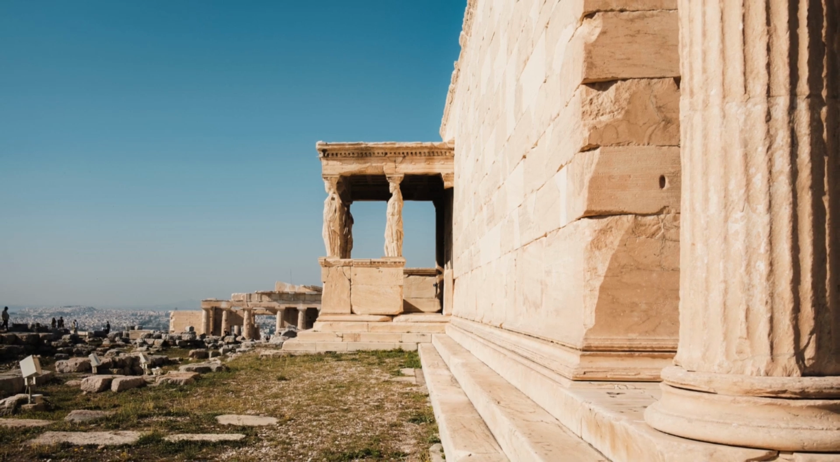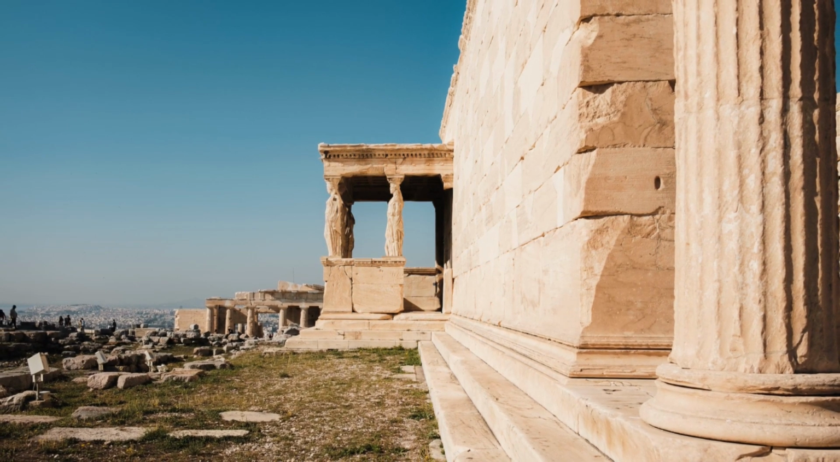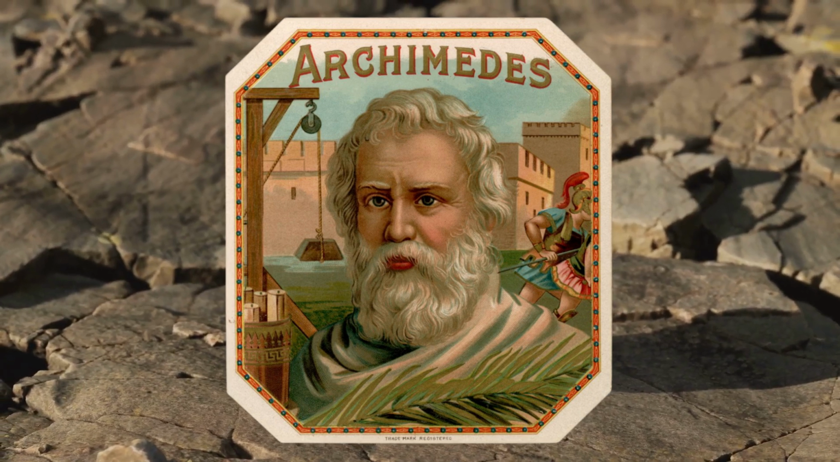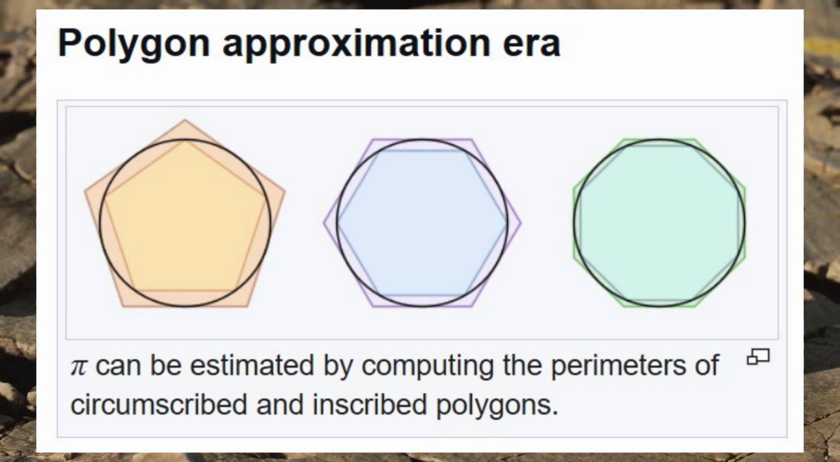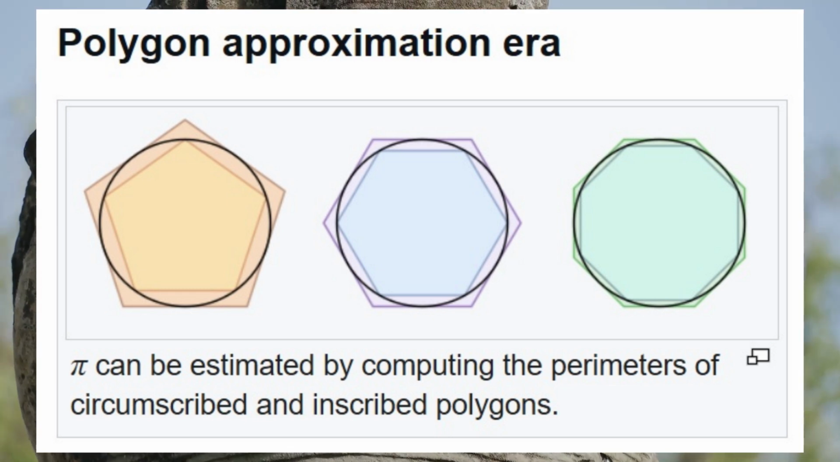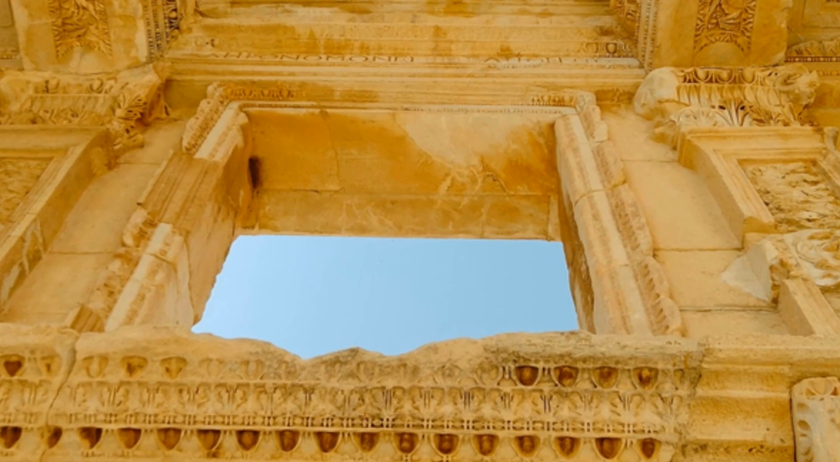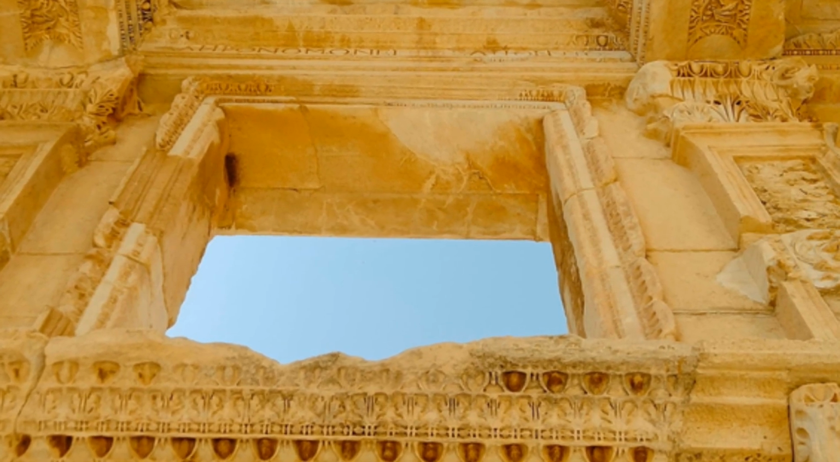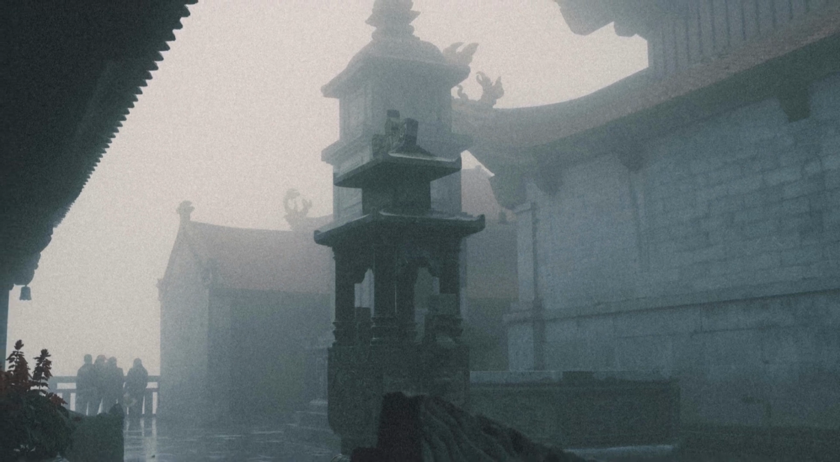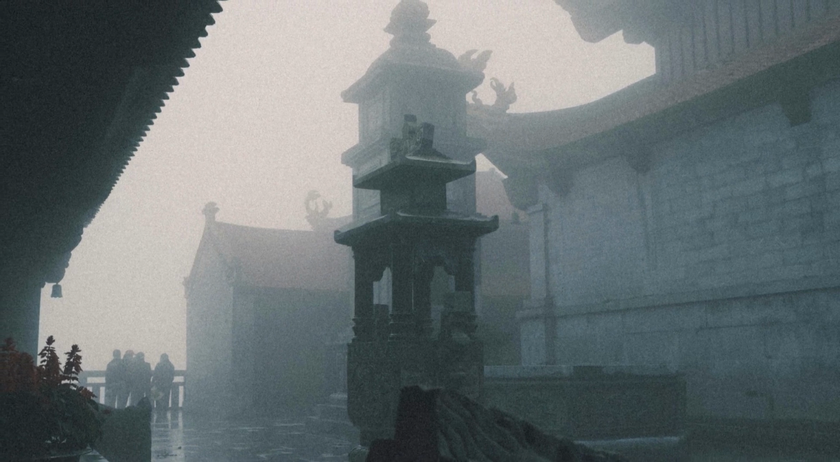The ancient Greeks made significant contributions to our understanding of pi. Archimedes, a Greek mathematician, developed a method for approximating pi using polygons. He inscribed and circumscribed polygons around a circle. By calculating the perimeters of these polygons, he was able to get closer and closer to the actual value of pi. Chinese and Indian mathematicians also made significant contributions.